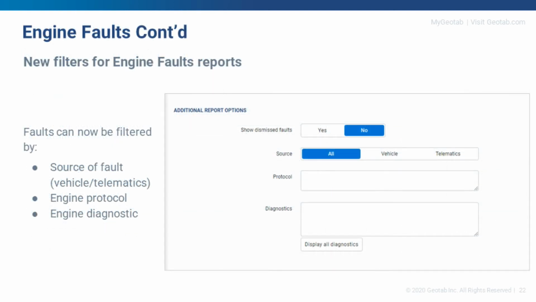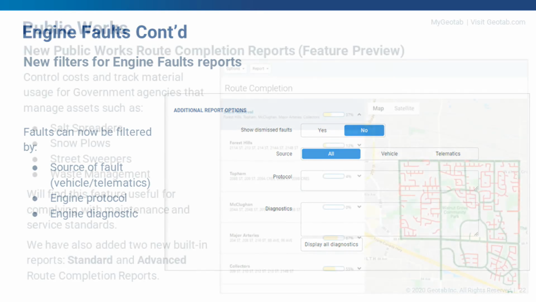We have added new filter options to the engine fault reports. These options are also available for dashboard and email reports. And like I said before, these faults can now be filtered by the source of the fault, whether it's from the vehicle or telematics device itself, the engine protocol, and engine diagnostic as well.